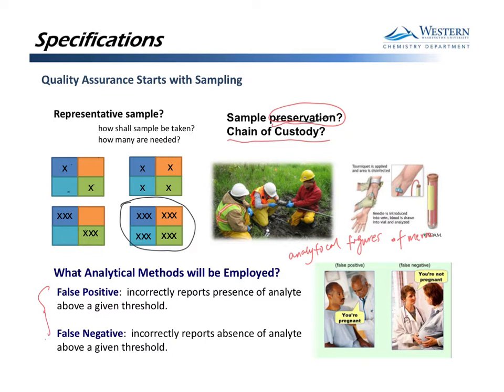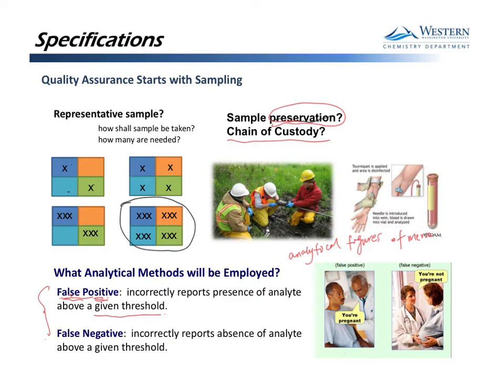Concepts you need to understand. One is called false positive. What is a false positive? A false positive is an incorrect report of the presence of analyte above a given threshold. So an example is, if a doctor tells a male patient, you are pregnant. If pregnancy is the analyte you want to detect, here it is definitely incorrect, right? So it's called a false positive.